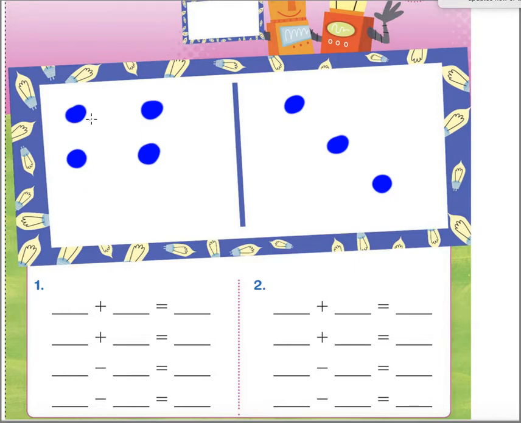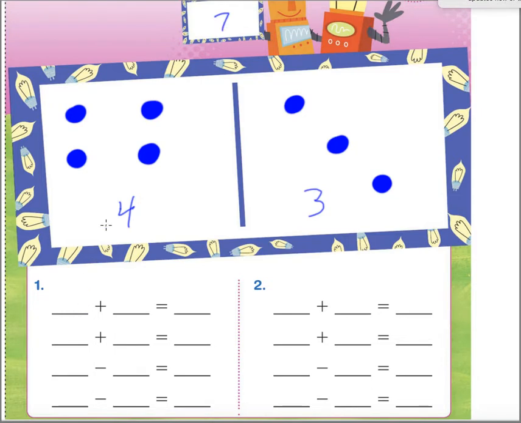So real quick, how many circles do I have drawn in this first box? Well, we can see I have 4 circles. So that's one part. How many circles do I have in the other part? I have 3. Now what is 4 plus 3? Well, we know that 4 plus 3 is 7.